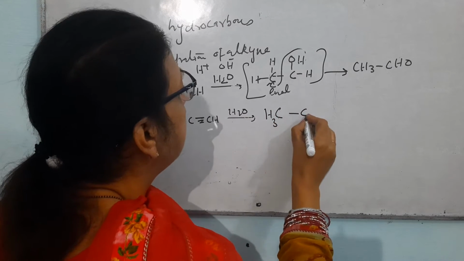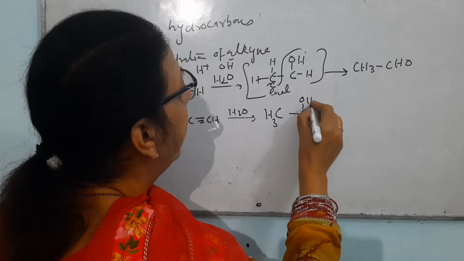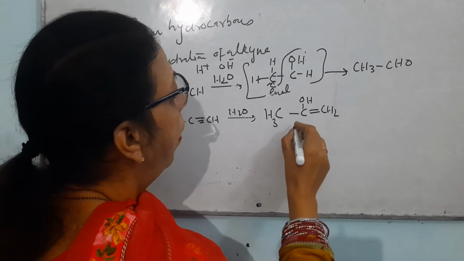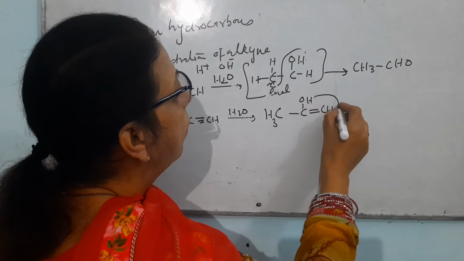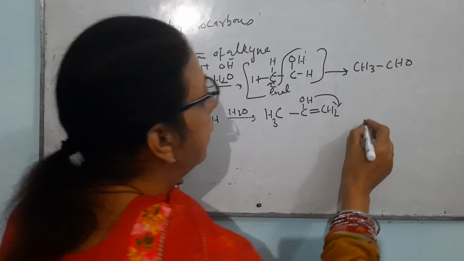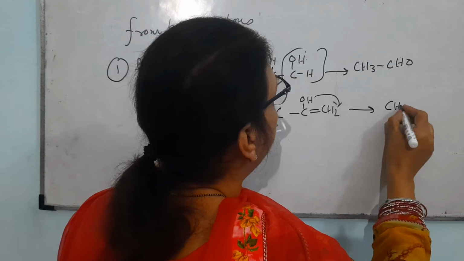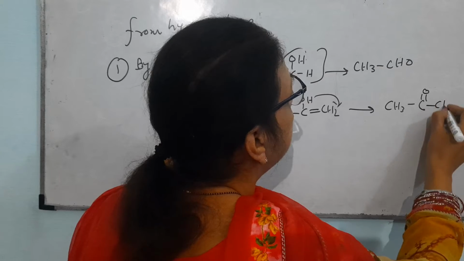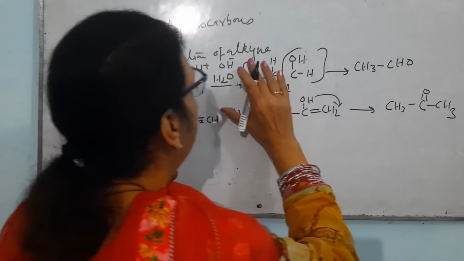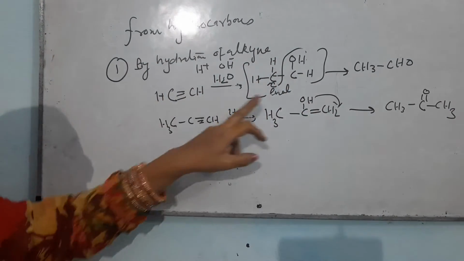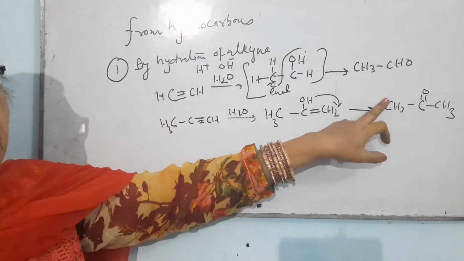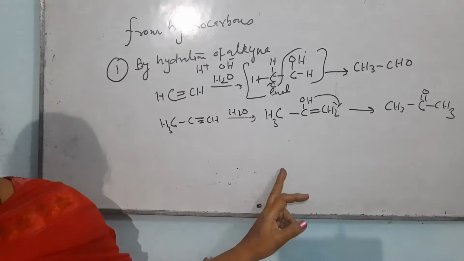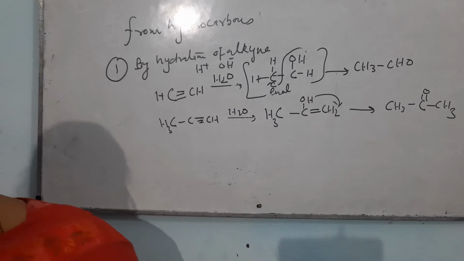It will be C, there will be OH, double bond, and CH2. Now again there will be shifting of one of the hydrogens here. So there will be formation of a ketone in this case. So if there is ethyne, there will be formation of aldehyde. If there is a propyne, the formation of ketone takes place in this manner.